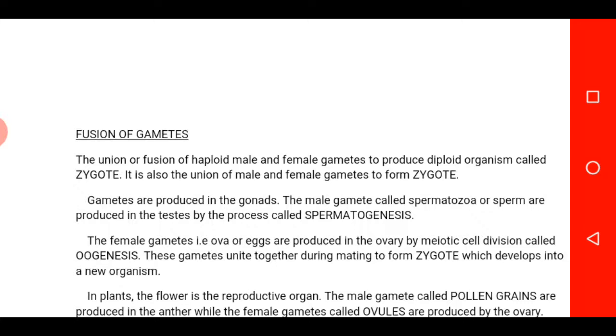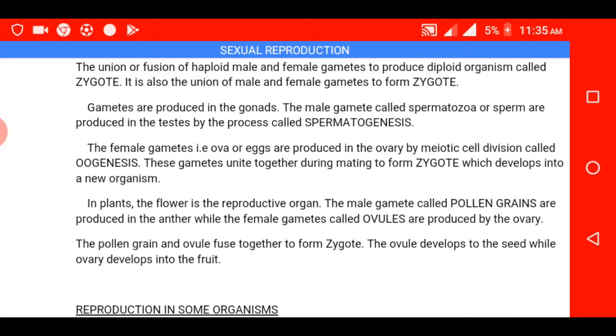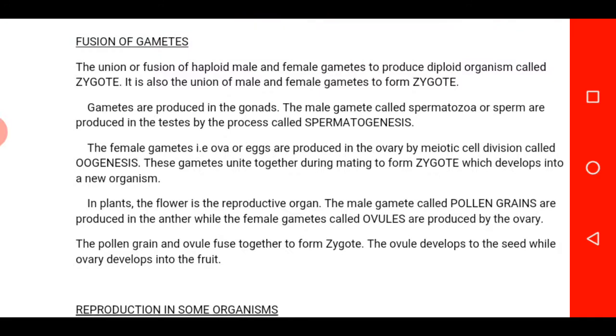These gametes or sex cells are produced in the gonads. Gonads are the reproductive organs in the male and the female organism. So they are produced in the gonad. The male gametes, called sperm or spermatozoa, are produced in the testes in the process called spermatogenesis. The testis is enclosed inside the scrotum. Don't forget, the testis is inside the scrotum. So we have two testes inside the scrotum, which produce this sex cell, male gametes.